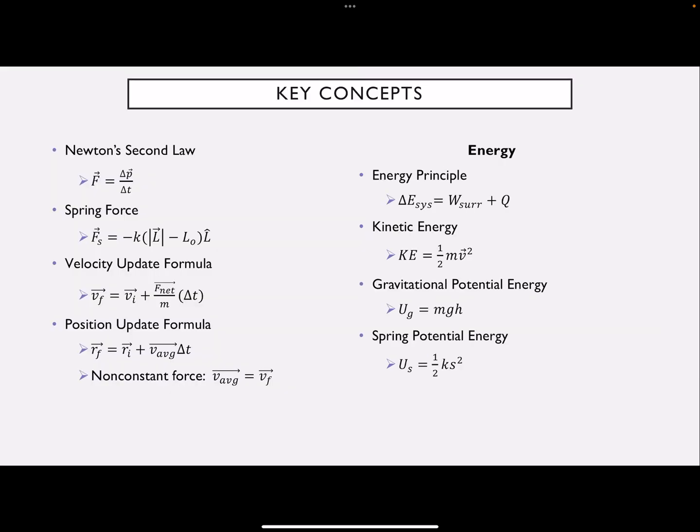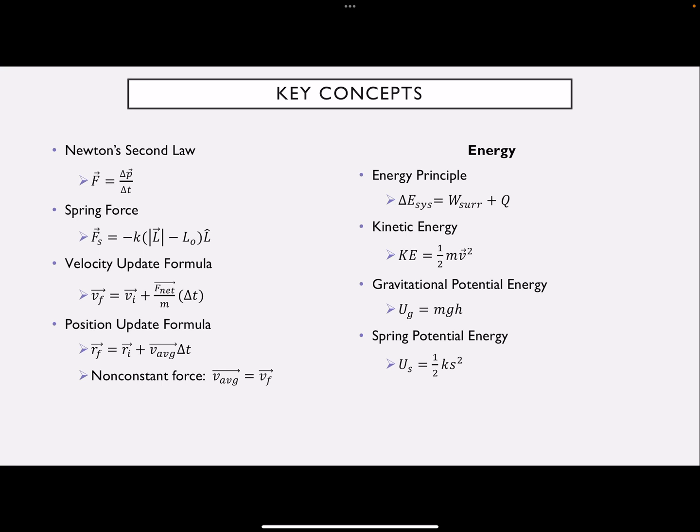Key concepts within this lab are, of course, Newton's second law, as that allowed us to have knowledge for the velocity update formula and therefore the position update formula. We could take our initial velocity, add that to our net force divided by our mass, times our change in time. Then we would take the final velocity we had just found and put that in the position update formula, as we would take the initial position plus the average velocity times the change in time. Because it is a non-constant force, the average velocity is just the final velocity of the prior one. Spring force was used in terms of F net.